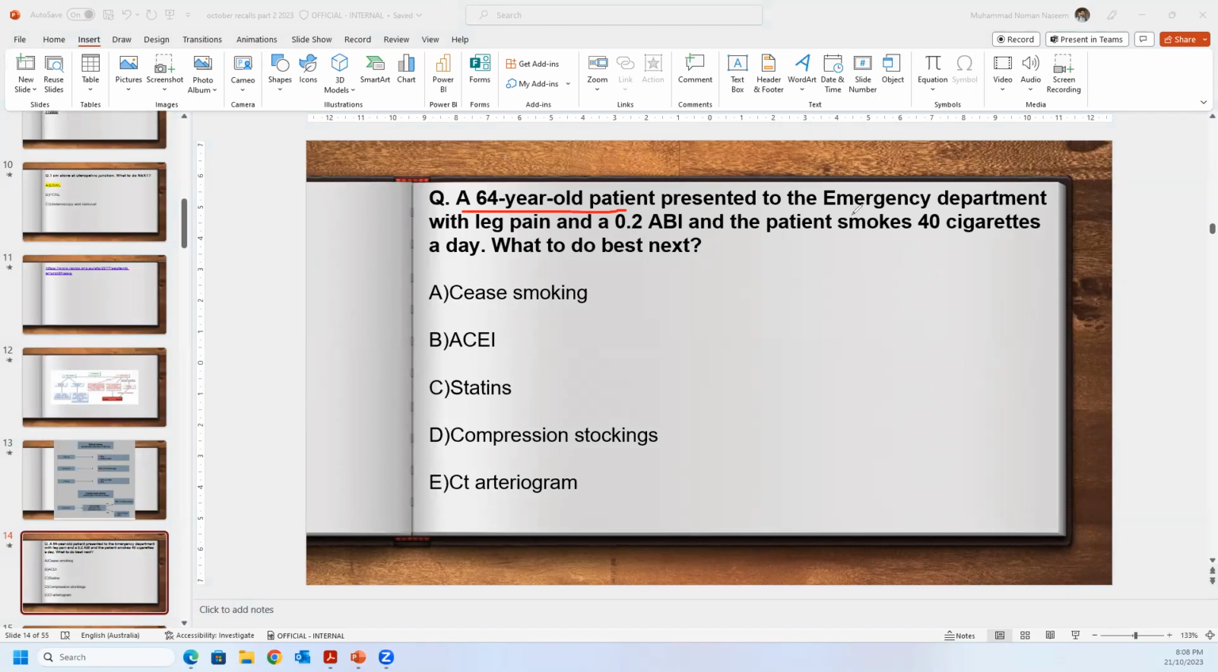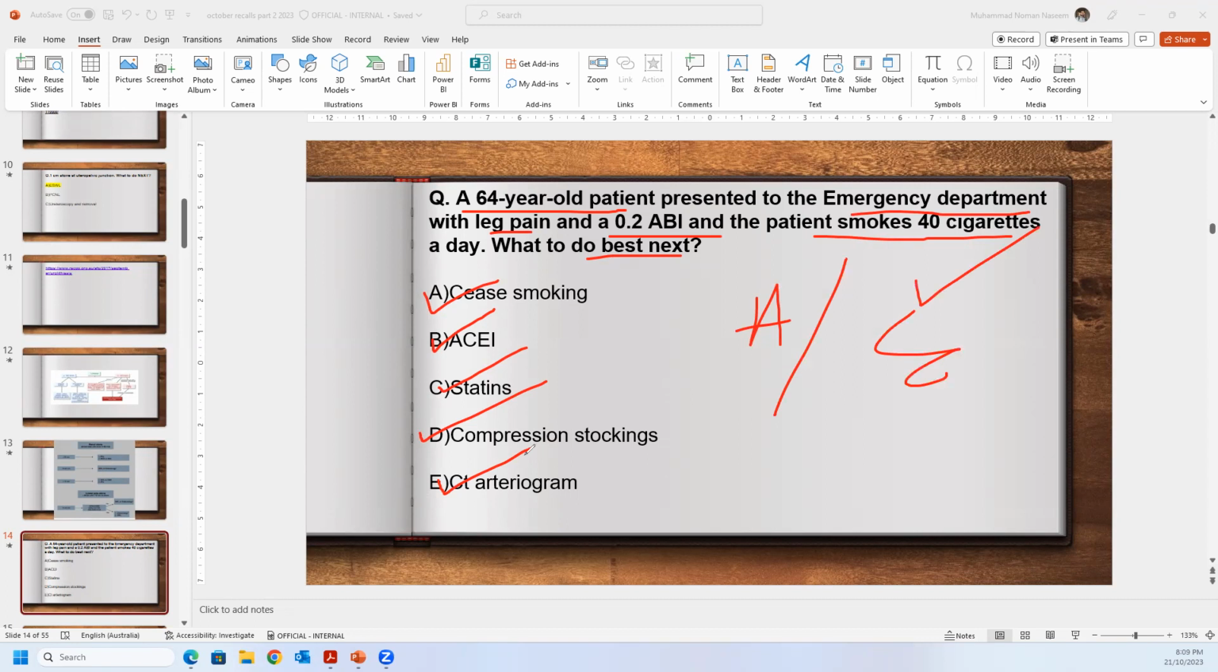A 64-year-old patient presented to the emergency department with leg pain. ABI, which is the ankle brachial index, is 0.2. The patient smokes 40 cigarettes a day. What to do best next? Cease smoking, ACE inhibitors, statins, compression stockings, or CT arteriogram. Okay, so we are between A and E. Most of the people are answering E.